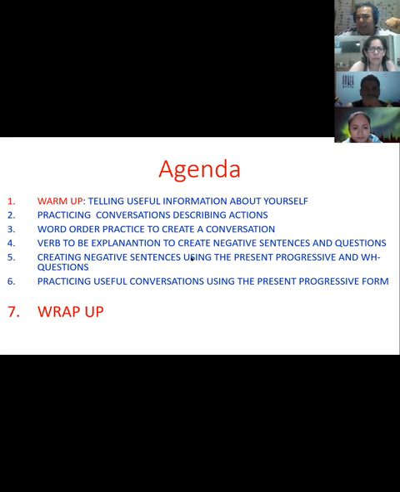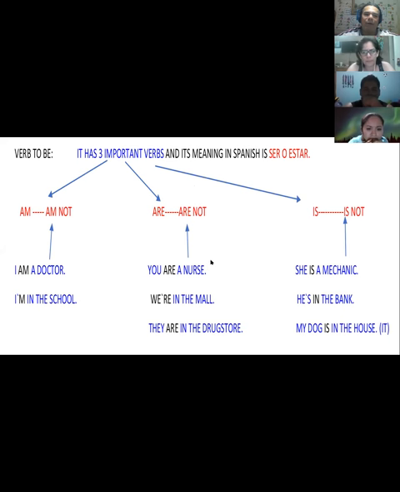Verb to be explanation to create negative sentences and also questions, okay? Eso es lo que vamos a hacer en este momento. Okay, guys, one more time, the explanation about the verb to be. So if you remember, when we use the verb to be, aquí dice, verb to be has three important verbs. Tiene tres verbos importantes. I'm, are, and is. The negative of I'm is I am not. The negative of are is are not or aren't. And the negative of is is isn't.